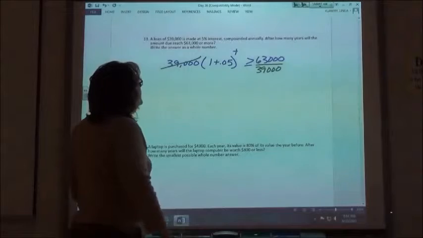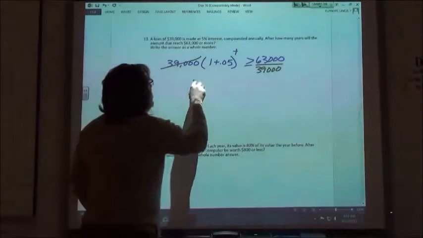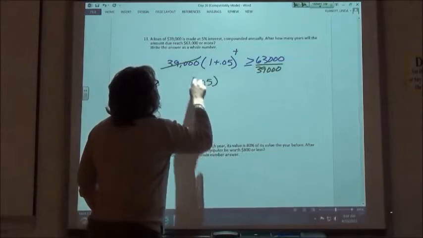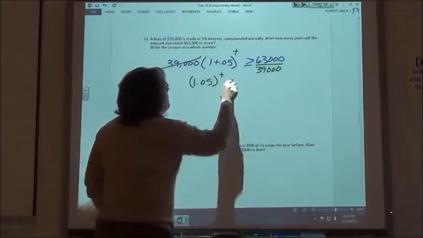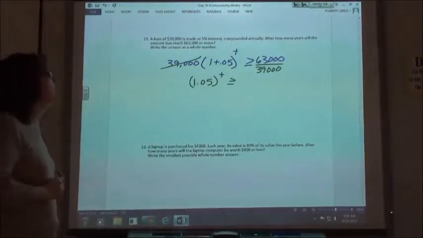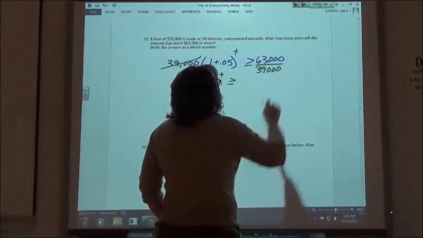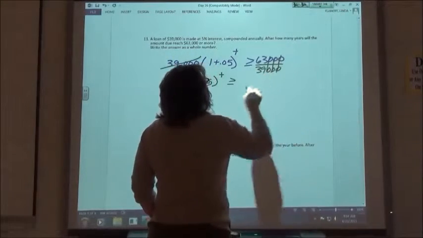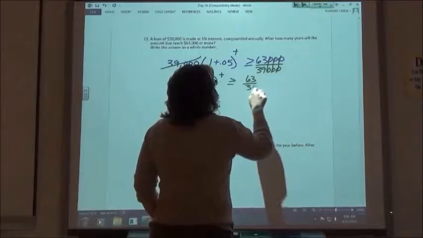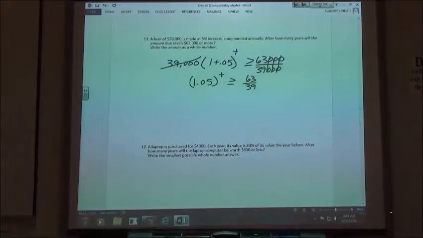So then 1.05 to the t power is greater than or equal to. And then we can reduce how many zeros out of there? 3 on this one. And make it 63 over 39. Okay, then what are we going to do?